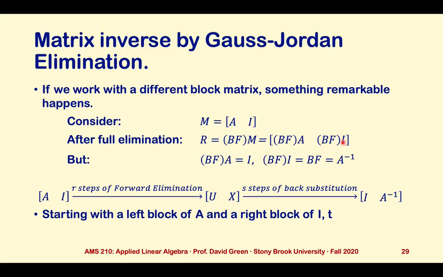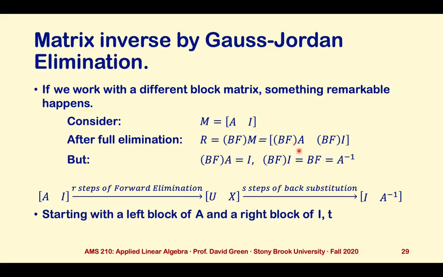But we also know that this first block will become the identity matrix. BFA is going to equal I. BFI, on the other hand, is just BF. Identity matrix multiplied by anything is the same matrix. And we already know that BF equals the inverse.